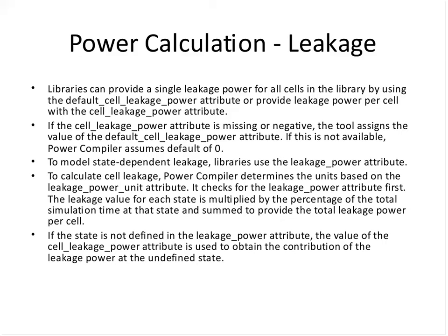If this leakage power attribute is missing or negative, and it cannot be negative, the tool assigns the value of the default. So if for a particular cell the tool does not find a cell leakage power attribute, it will look for the default cell leakage power attribute. If even the default number is not available, it does not have any choice but to give it 0.